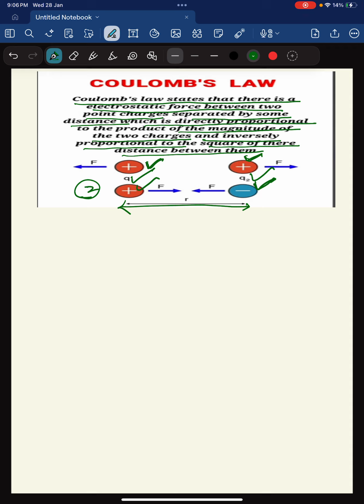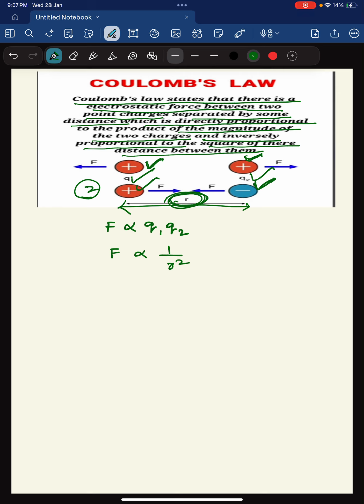Am I right? So that force is directly proportional to the product of the two charges. What is the meaning? When the magnitudes of these two charges increase, automatically the force of attraction or repulsion also increases. Now the distance here is r, right? If the distance increases, then the force of attraction will decrease. That means we can write F is inversely proportional to the square of the distance.